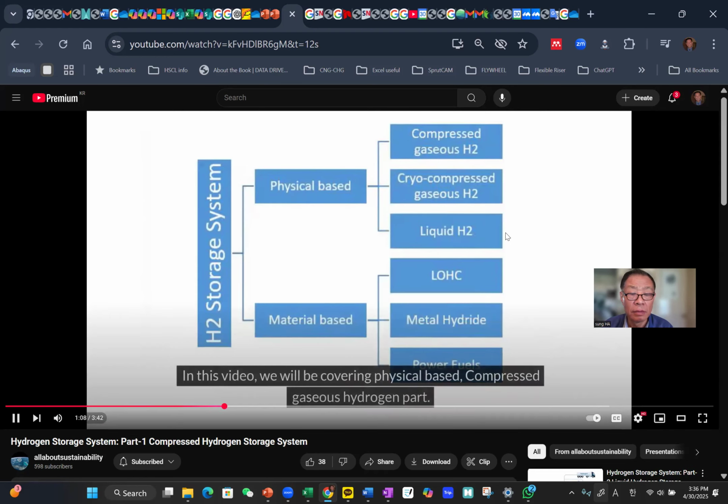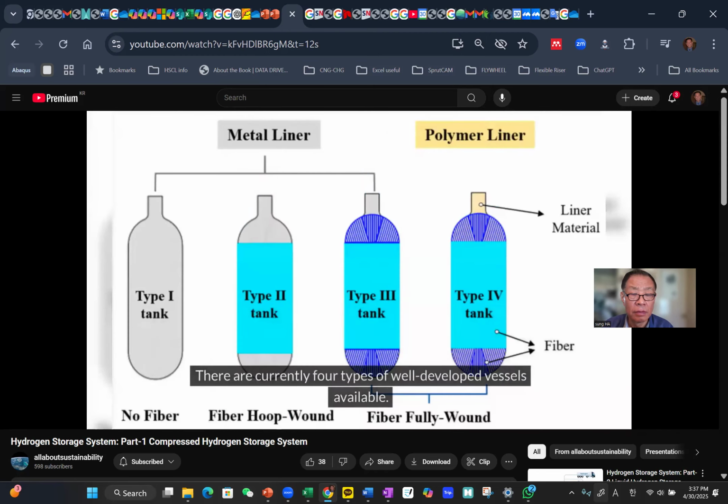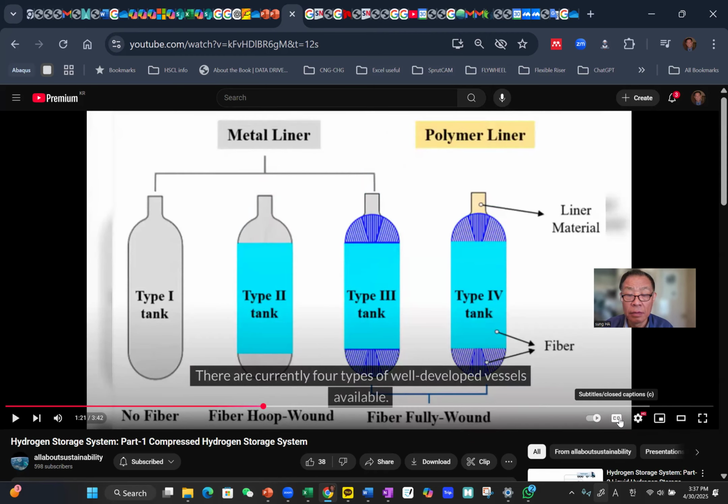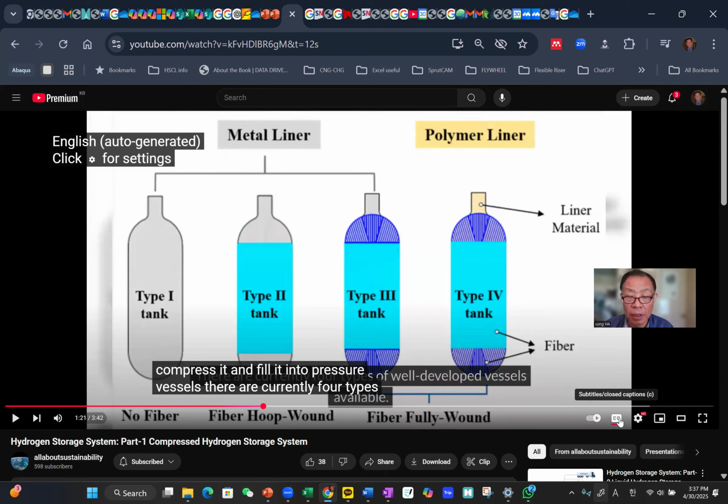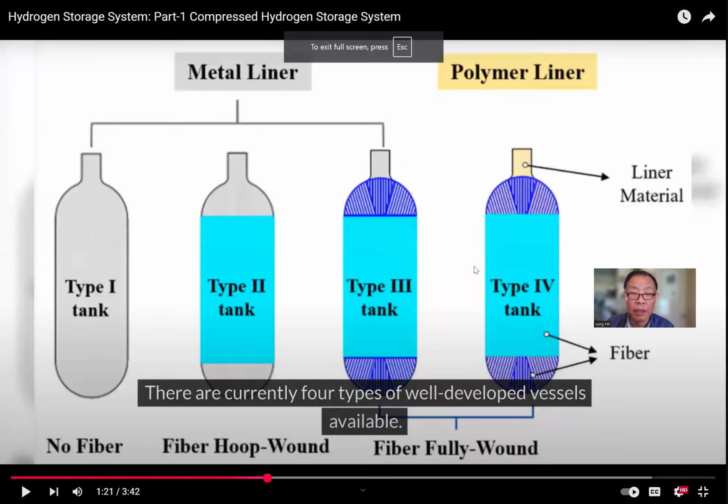In this video, we will be covering the physical-based, compressed gaseous hydrogen part. The easiest and most mature way to store hydrogen gas is to compress it and fill it into pressure vessels. There are currently 4 types. So this video shortly discusses CH2, compressed. To compress, we are using a tank, and there are 4 different types.